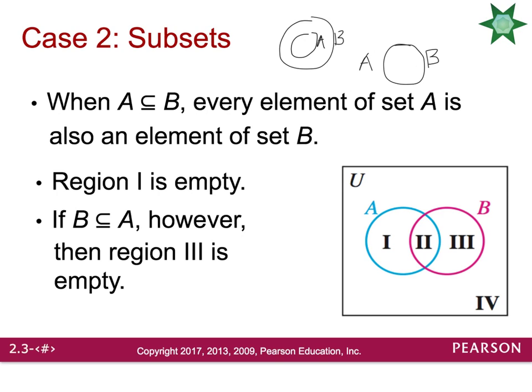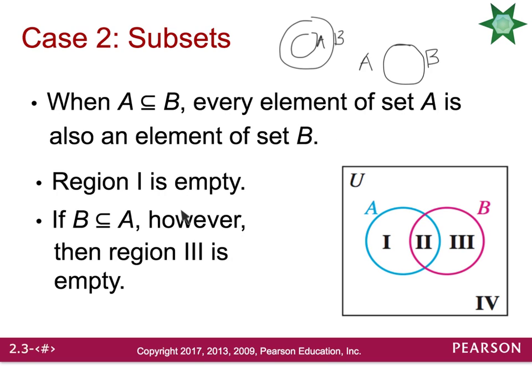So we can say, okay, here's where A and B are equal, and that would be when A equals B. And then here's where A is inside B, and that would be A would be a proper subset of B. So that's how we would define this. A is a subset of B.